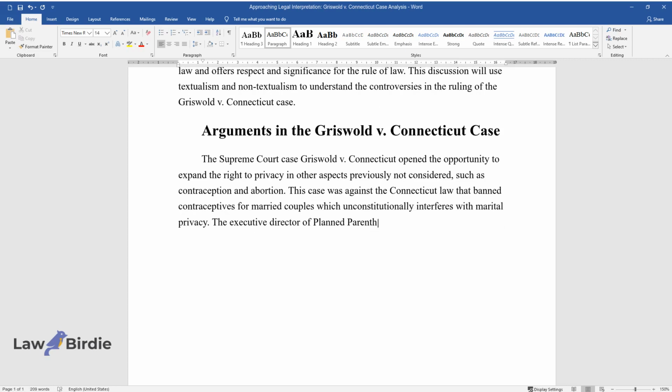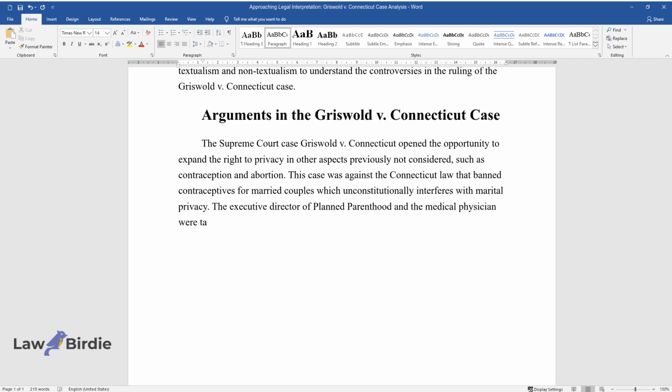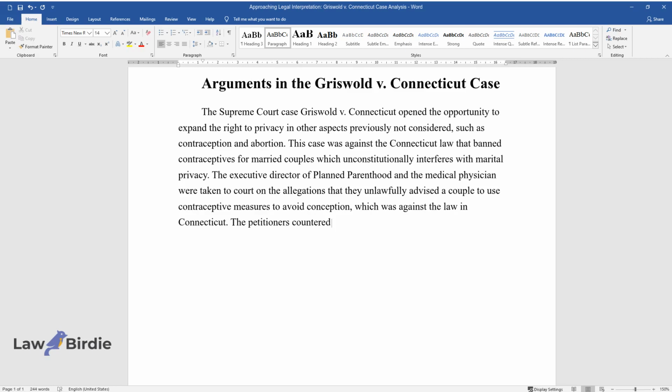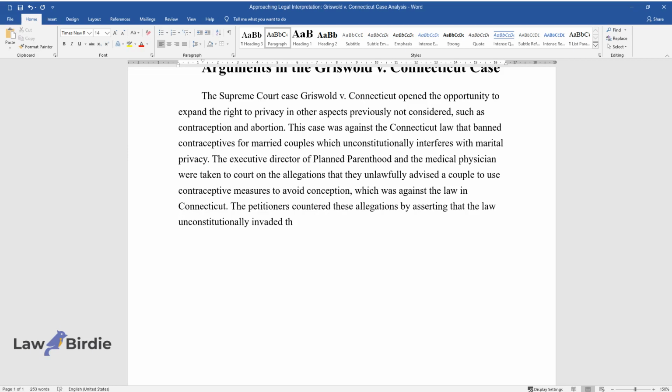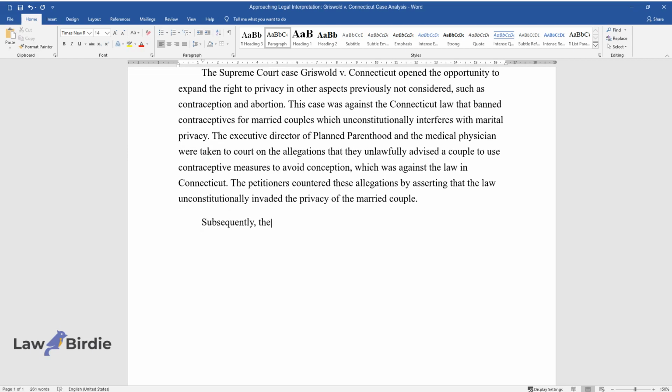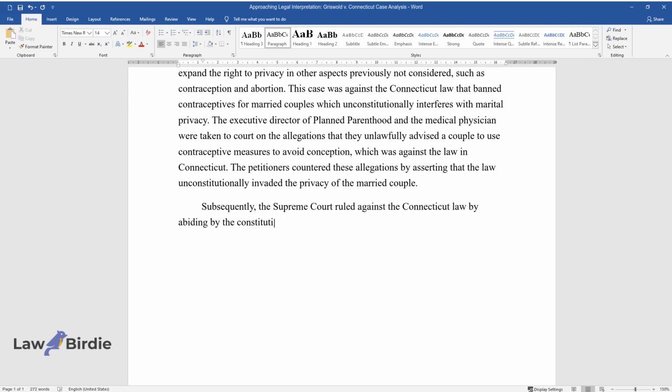The executive director of Planned Parenthood and the medical physician were taken to court on the allegations that they unlawfully advised a couple to use contraceptive measures to avoid conception, which was against the law in Connecticut. The petitioners countered these allegations by asserting that the law unconstitutionally invaded the privacy of the married couple. Subsequently, the Supreme Court ruled against the Connecticut law by abiding by the Constitution that protected the right to privacy.